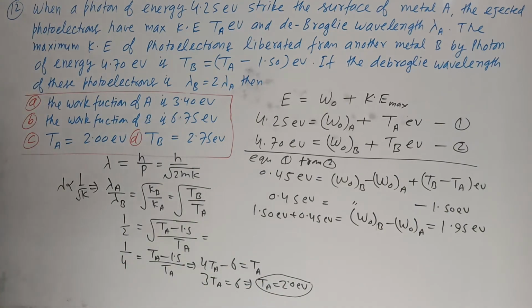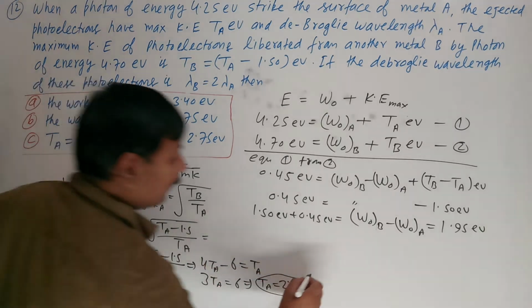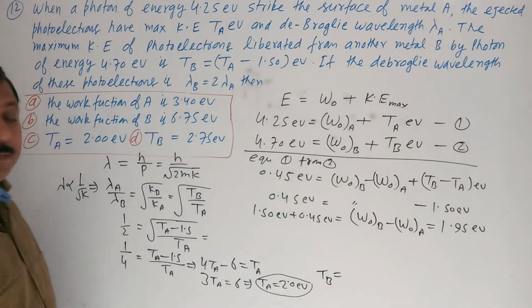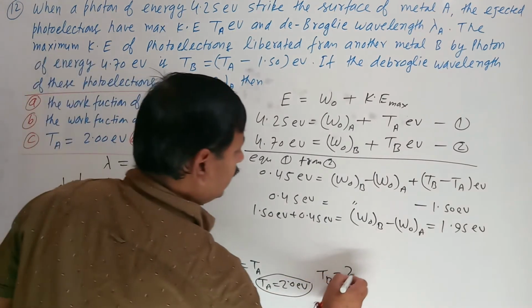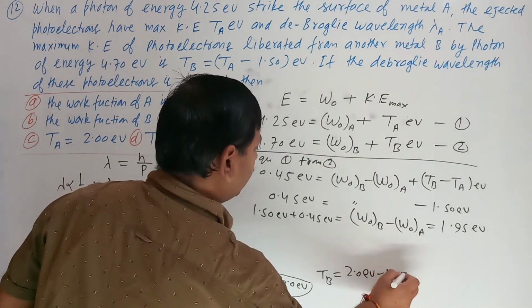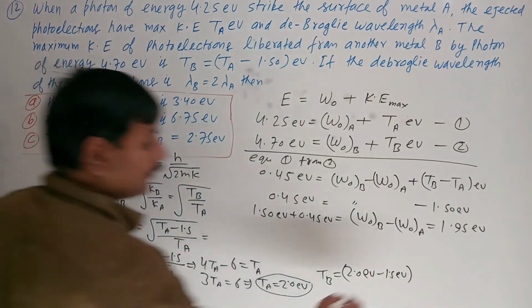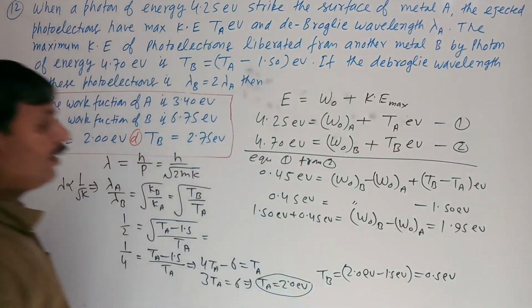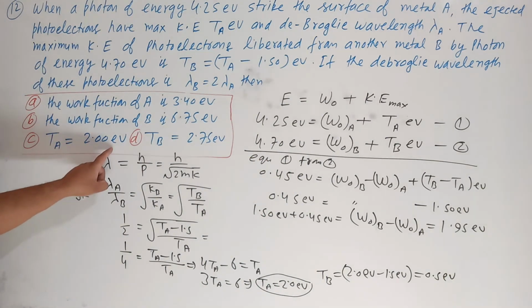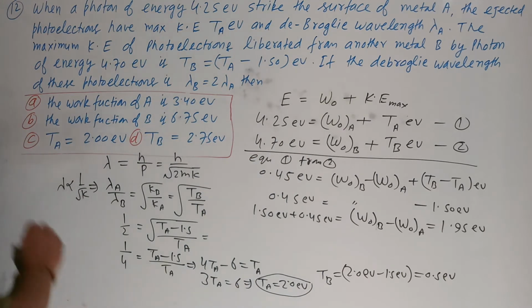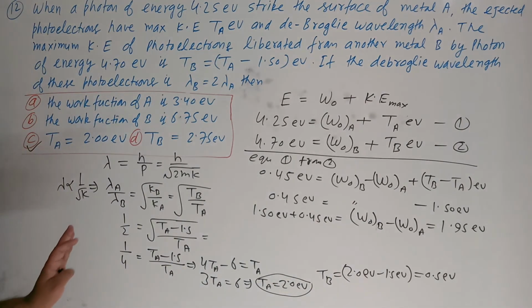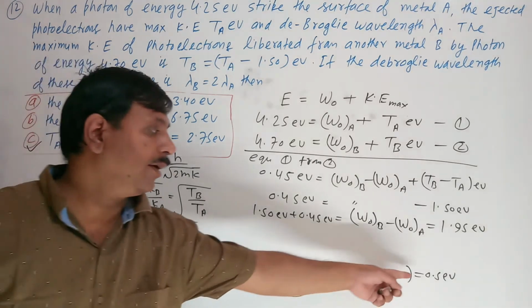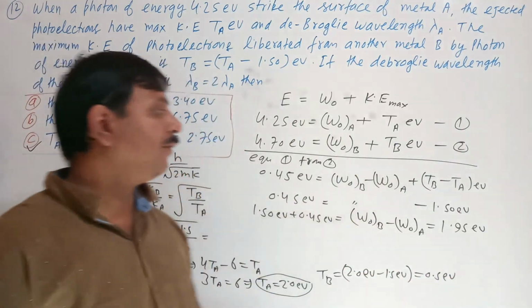What will be the TB? TB is equal to TA minus 1.5, so 2.0 eV minus 1.5 eV, so it has come 0.5 eV. Here we can see TA is 2.00 eV. So option C is correct, we got to know immediately. But for the other options, if you want to check, we can check it. So we found TA and TB, that has come 0.5 eV.